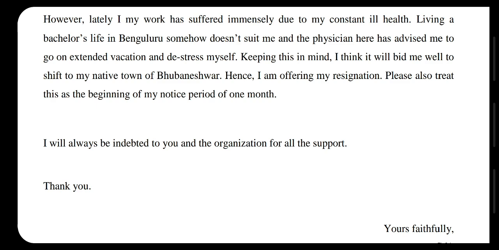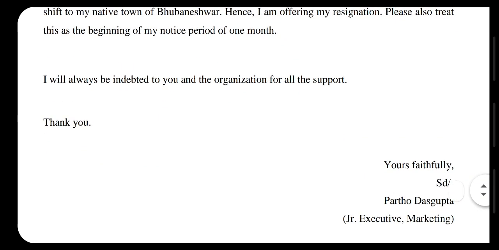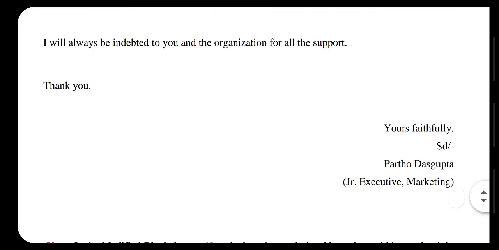The last paragraph where we are saying thank you, now because it is the modified block format, towards right we are writing the signature block. So it is as always yours faithfully. Below that, the actual signature. If you're not actually signing, you can do SD. Below that, the name. Always your own name will be written without a prefix. So Partho Das Gupta. And below that, always in the bracket, your designation, which here is Junior Executive Marketing, because this is in the marketing division. So that is how the resignation letter is. I hope you have understood this.